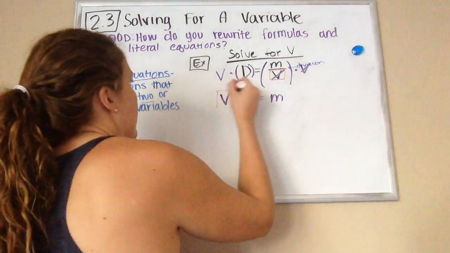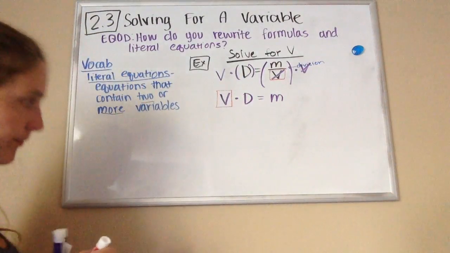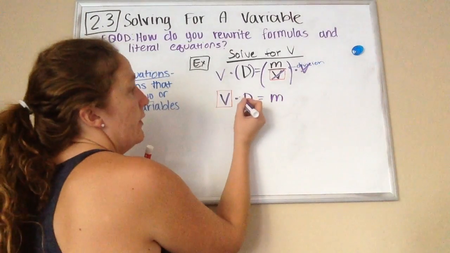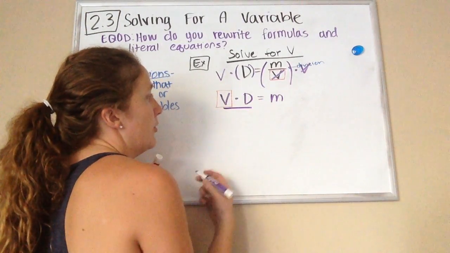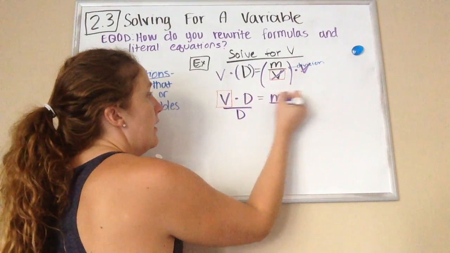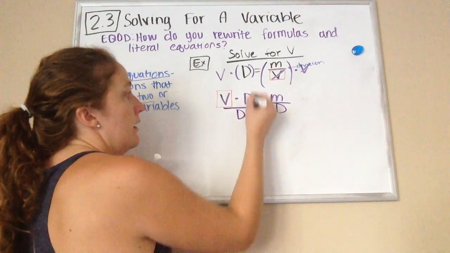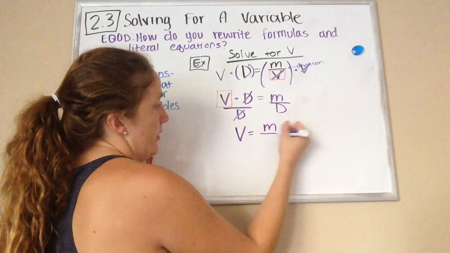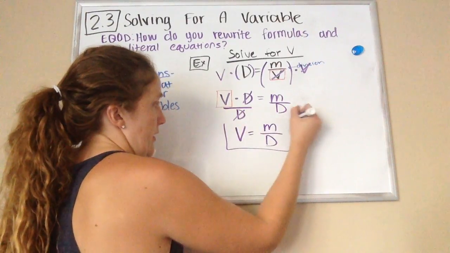We want V by itself. So what we're going to do here is, this is multiplication. In order to undo multiplication, we're going to divide by D. D divided by D is 1, and we get V is equal to M over D. There's our answer.